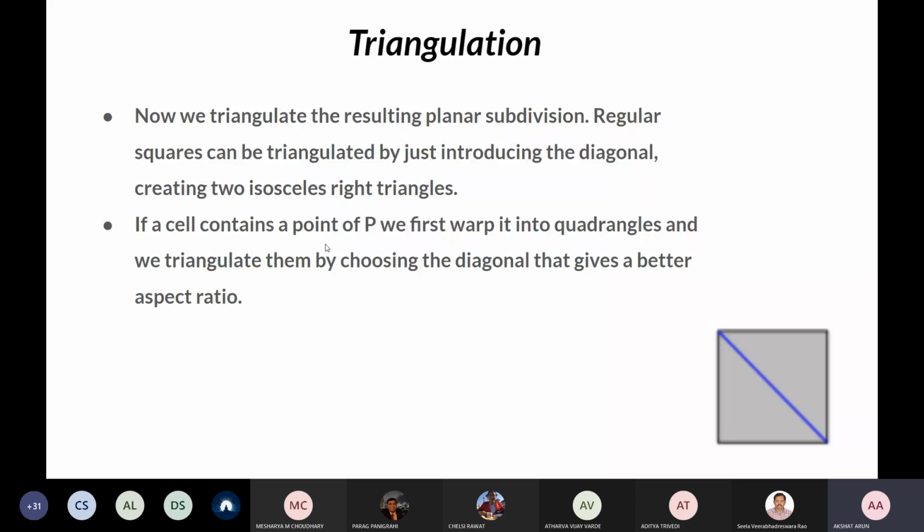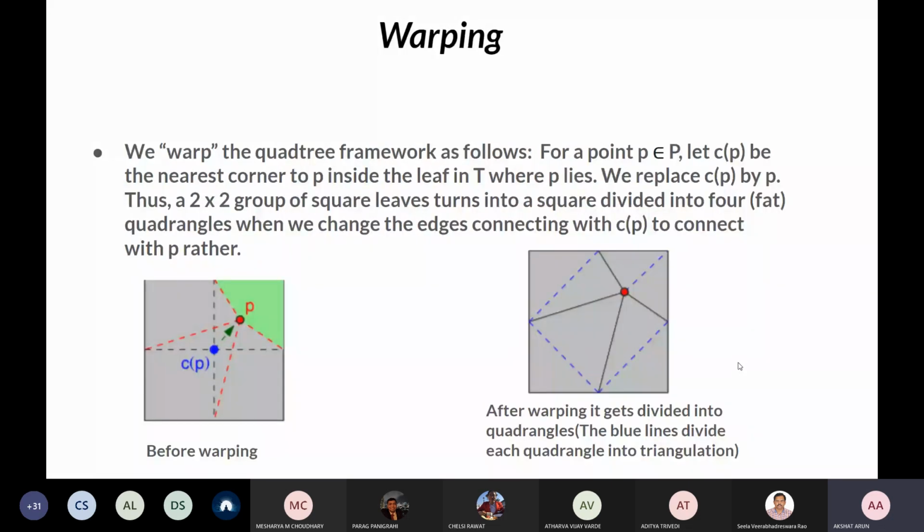Here in the right image, below, we can see that we have a square leaf without any point. So there is no point. So we just connect the diagonal to form two isosceles right triangles, and we triangulate the square. If a cell contains a point P, we first warp it into quadrangles and we triangulate them by choosing the diagonal that gives better aspect ratio. That is, we choose the diagonal such that the maximum aspect ratio of the resulting two triangles is minimized.